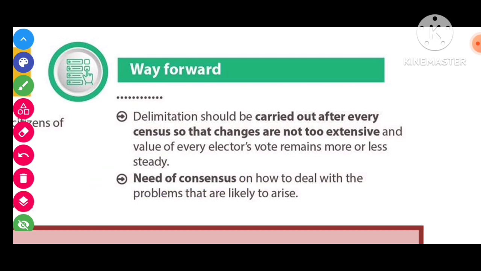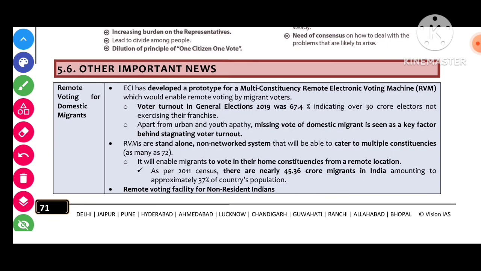So remember here, and other important news related to elections, such as remote voting for domestic migrants.